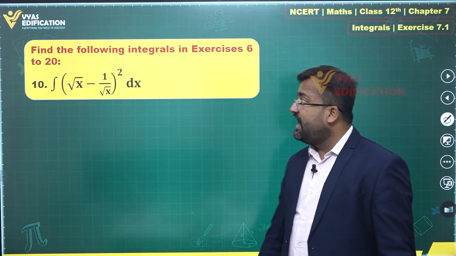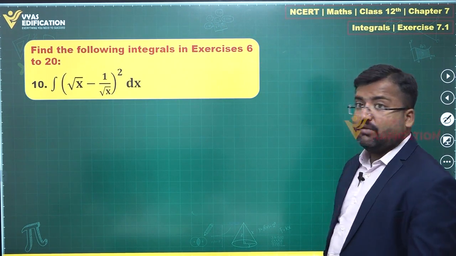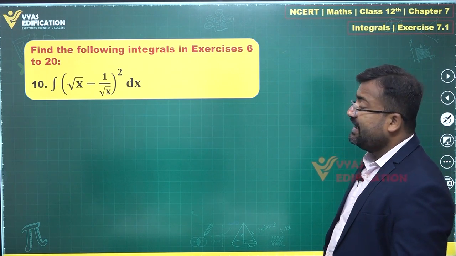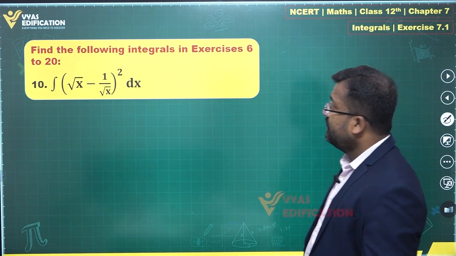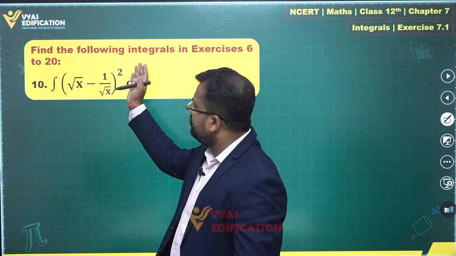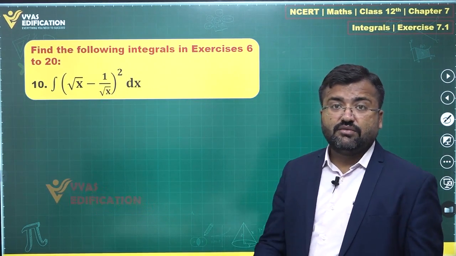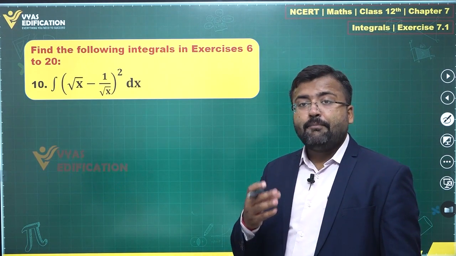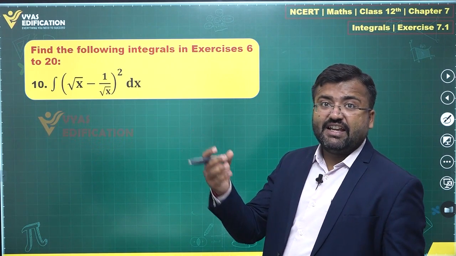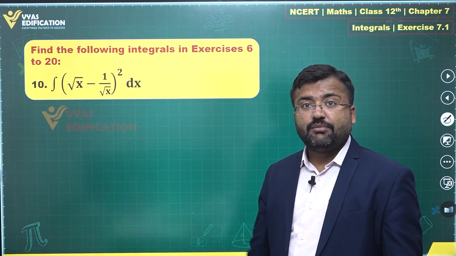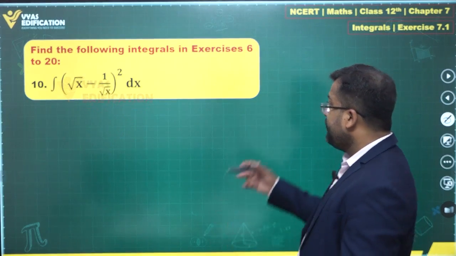In the 10th question, we have root x minus 1 upon root x, and it's a square. So this seems like something squared, but is this something a linear expression? No. So can we apply the property, the result that integral of x power n equals x power n plus 1 upon n plus 1? No, we cannot apply that.